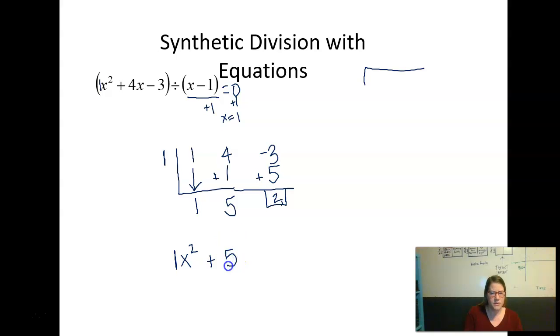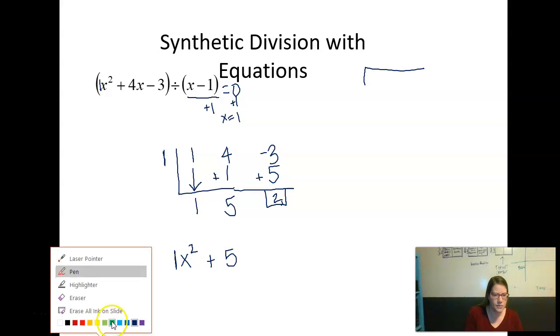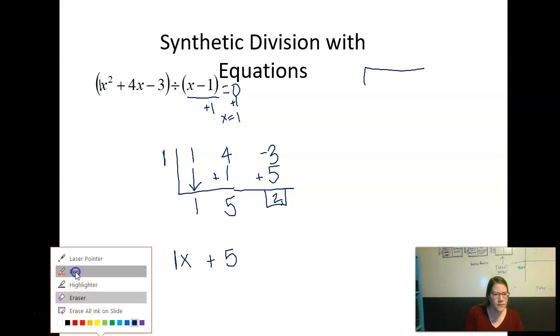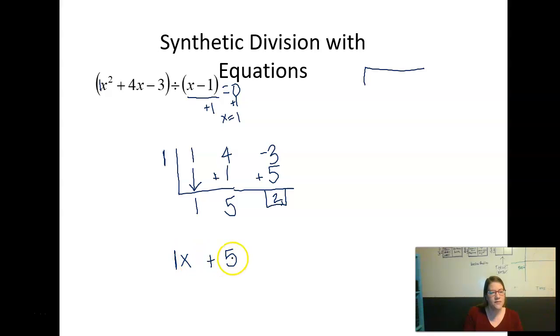And oops, I just said to the first degree and then I wrote a 2. It should be to the first degree. So I'll get rid of that. All right, so 1x plus 5. Since this was to the first degree, this one shouldn't have an x with it. And then 2 is my remainder. So I'll add that on just like I did with the long division. And I need to put it over the divisor, which in this case was x minus 1.